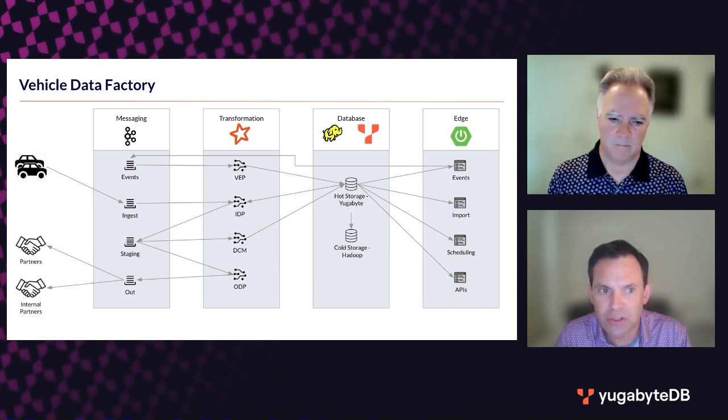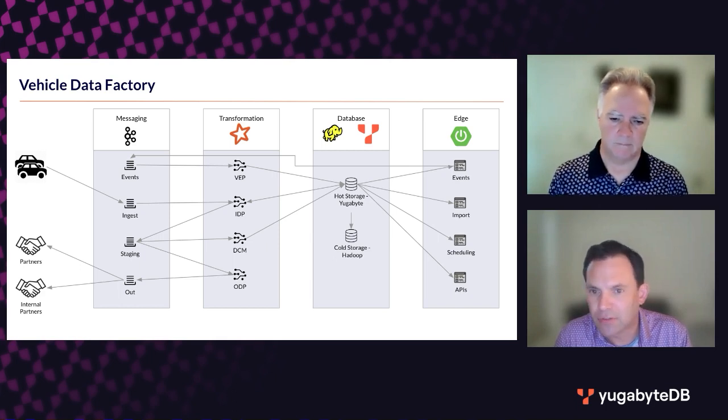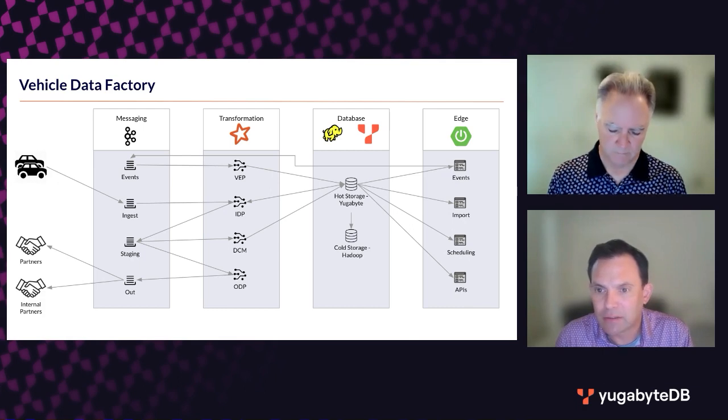four pillars of functionality. They have their messaging tier, which is actually using Apache Kafka as a message bus. This is the tier that ingests telemetry data from vehicles. It exposes data back out to partners that want to consume that data, as well as events that are generated by your mobile application. And then they have a transformation tier that's built on Apache Spark Streaming.